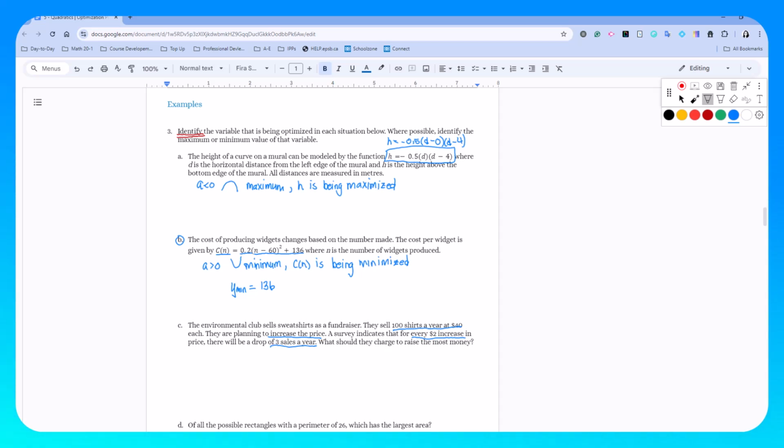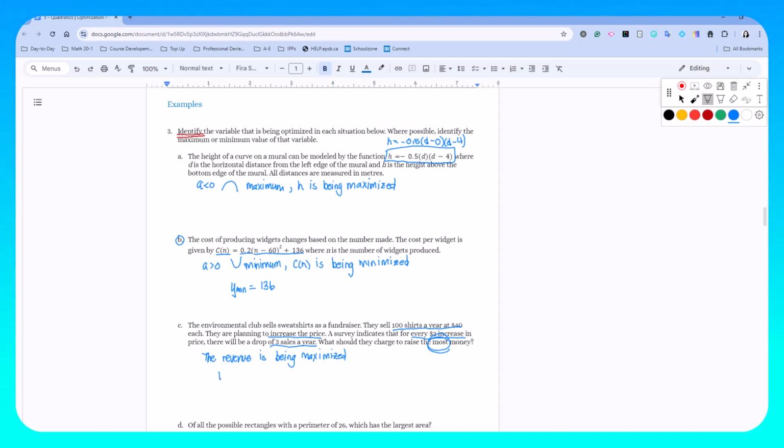So what should they charge to raise the most money? Well, let's identify what is being maximized or minimized. Notice the word most. This is a profit thing or a revenue thing. We want to maximize the revenue. We want to know how much we can raise the price to improve the revenue coming in so we make more money in our fundraiser.